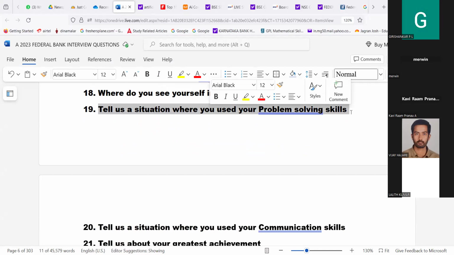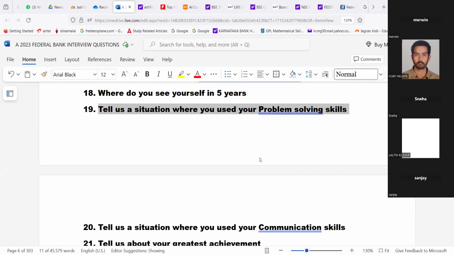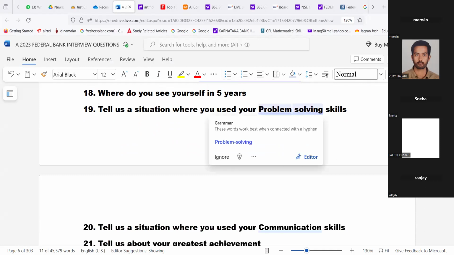Where you used your problem solving skills. I don't know why they are asking such tough situations. Can anyone answer this? He may have said that he had good problem solving skills, sir. So only they have asked, I think. The candidate, in the introduction, maybe he or she told that they have problem solving skills. He or she would have told in the interview that I have problem solving skills. That is why they are asking this question.